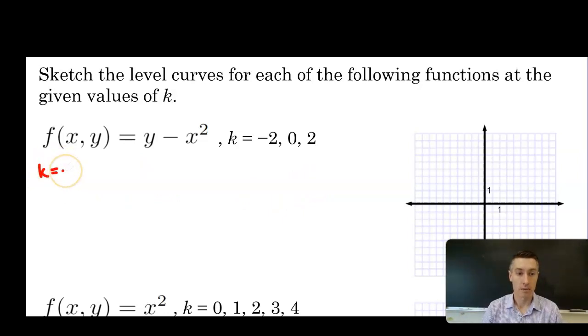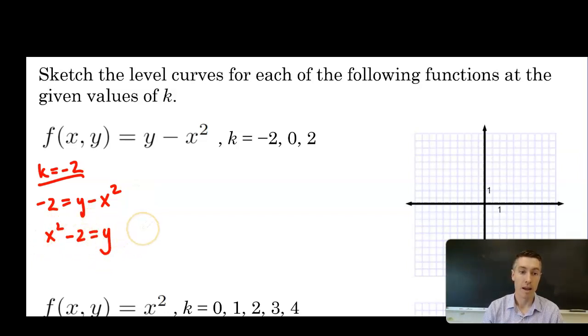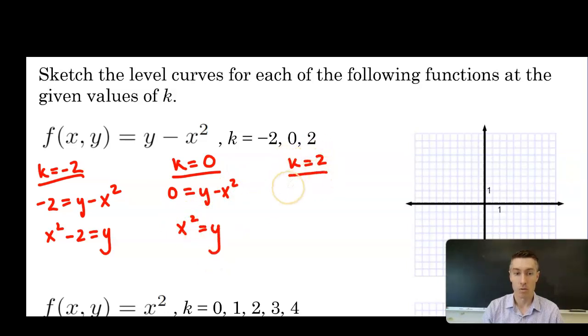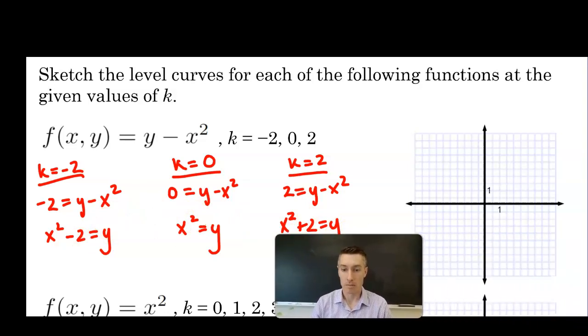Okay, so k equals -2. So we have -2 equals y minus x squared. So x squared minus 2 equals y. So that's going to be the graph of a parabola. And we'll just write all 3 out and then we'll graph. So 0 equals y minus x squared, so x squared equals y. And k equals 2: 2 equals y minus x squared, so x squared plus 2 equals y. So we have 3 parabolic level curves, each with a different y-intercept, right?